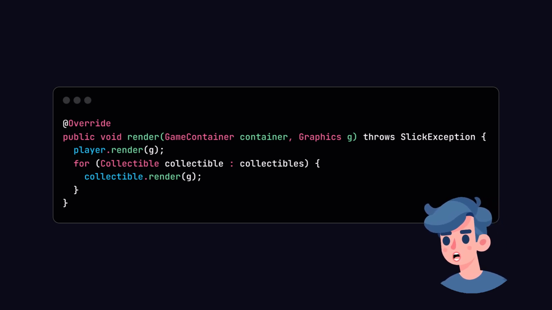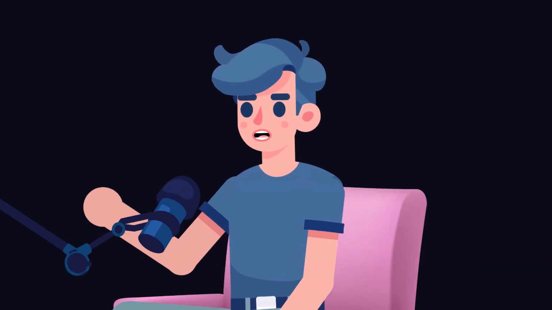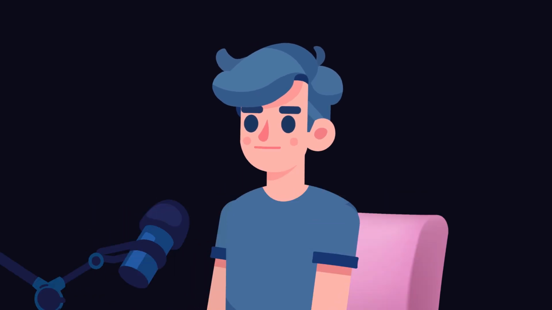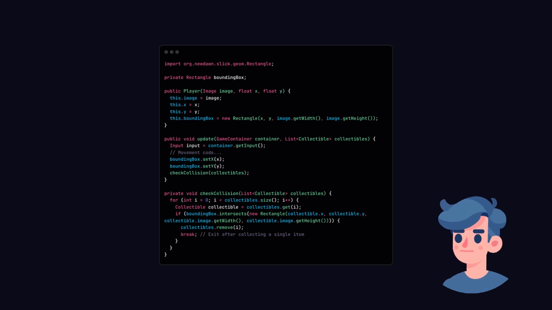Next, we need to render the collectibles in our game loop. As we run the game again, you should now see the collectible item on the screen alongside the player character. However, we still need to add collision detection so we can collect these items. The easiest way to check for collisions is by using bounding boxes.